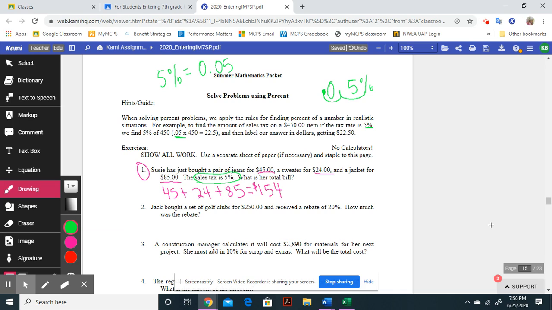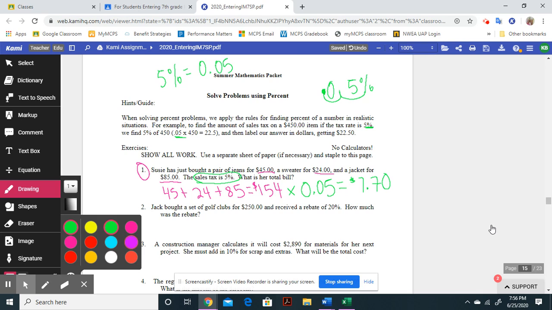Then you take the decimal from the percent and multiply it by your total. So I'm going to take 154 and multiply it by the decimal version of 5%, which is 0.05. Put it in your calculator, 154 times 0.05, and we get $7.70. So this is the sales tax. Are we done? Not yet.